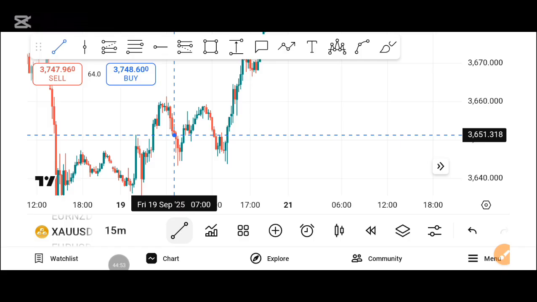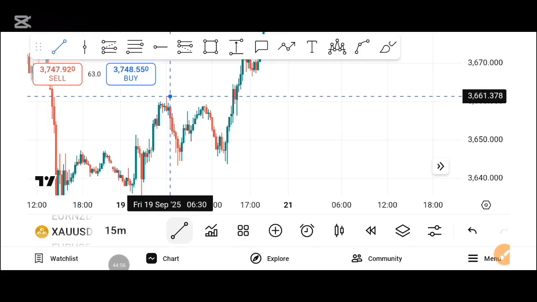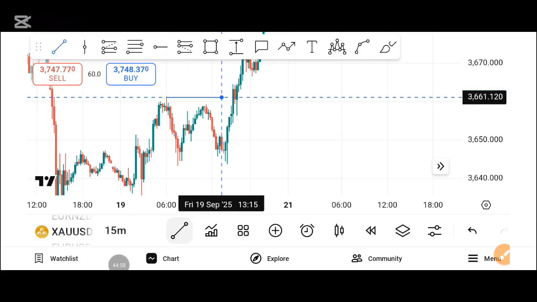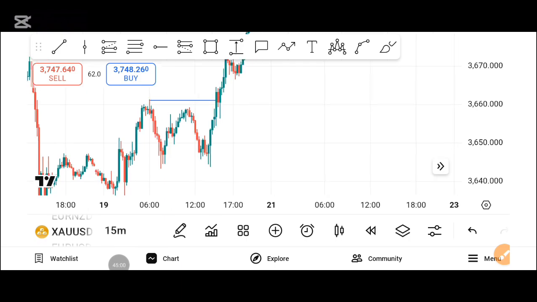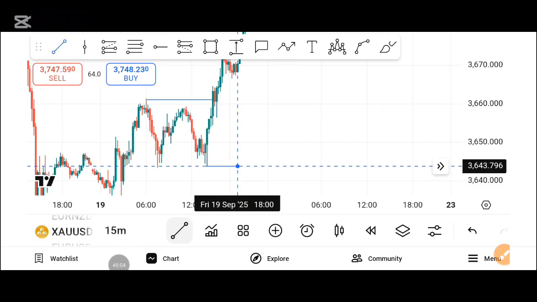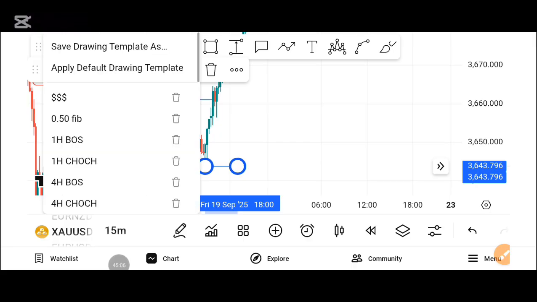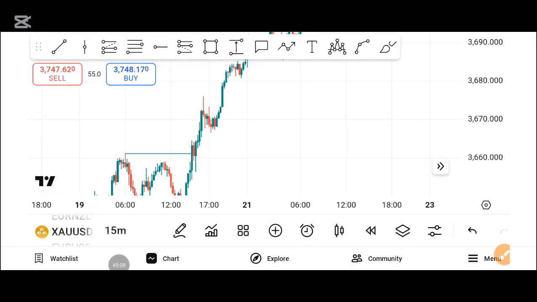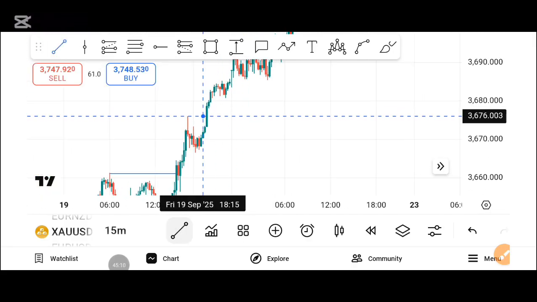Price retrace here but failed to break here. So this was when price broke here. Where is our inducement? This is our inducement. But we say that price did not come back to take this inducement. Alright, so we had a new break of this high here.